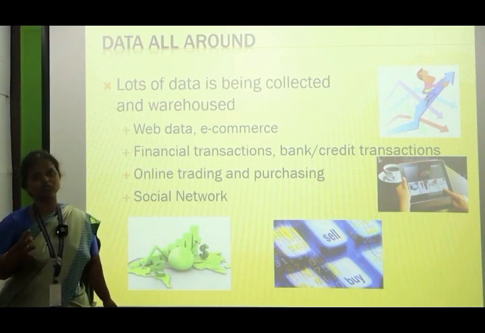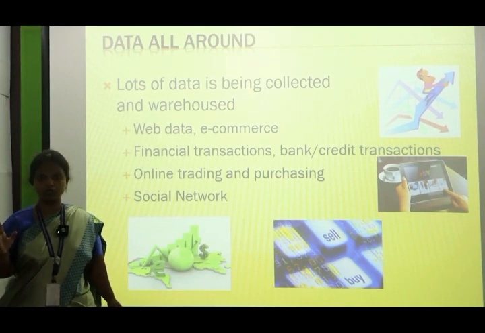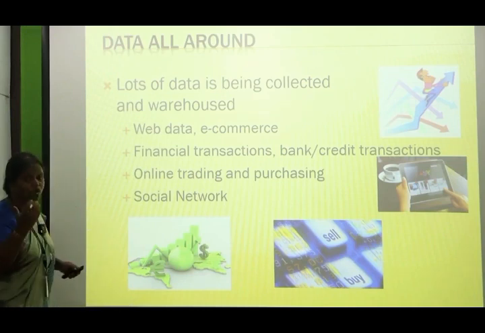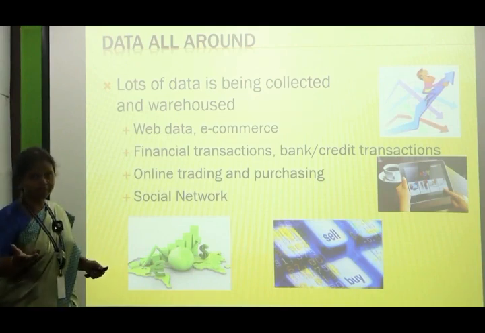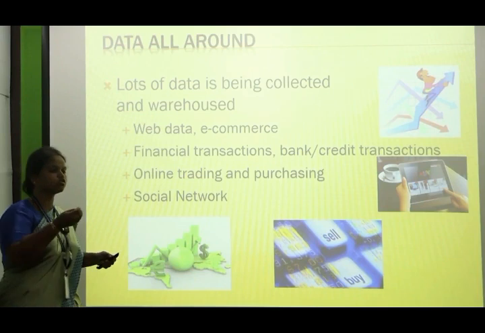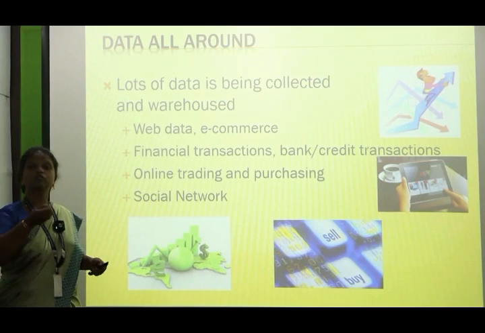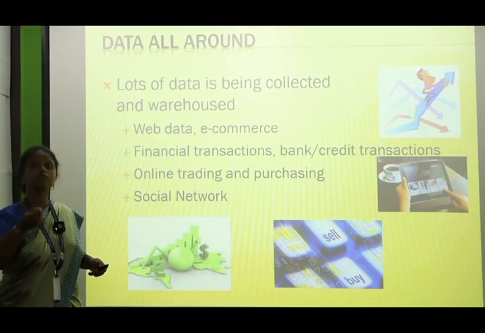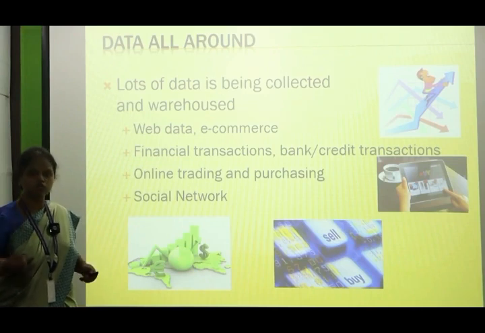So to know about this history of data science, we have to know what is data all around us. That is, what are all the data we are having all around us. A lot of data is being collected in the way of web data, by using e-commerce, by using some sort of financial transaction. That is, you are transferring the amount to your friends or to your colleagues or to your family members. That is also a type of data. If you are doing any sort of credit transaction and bank transaction, that is also data. If you are doing any sort of online trading and purchasing, that is also data.